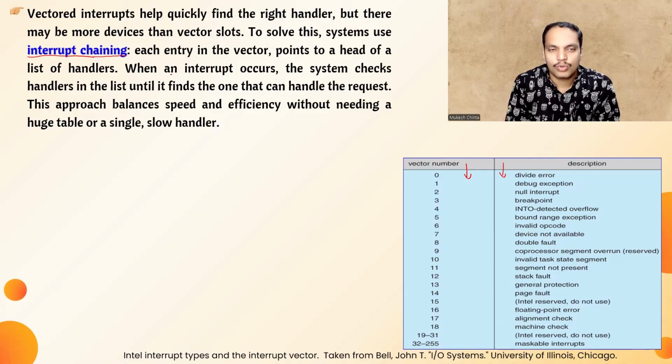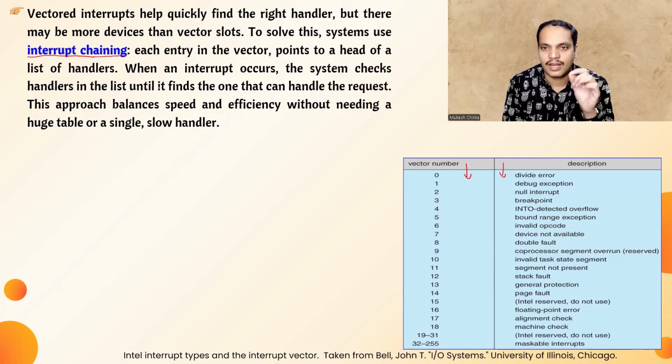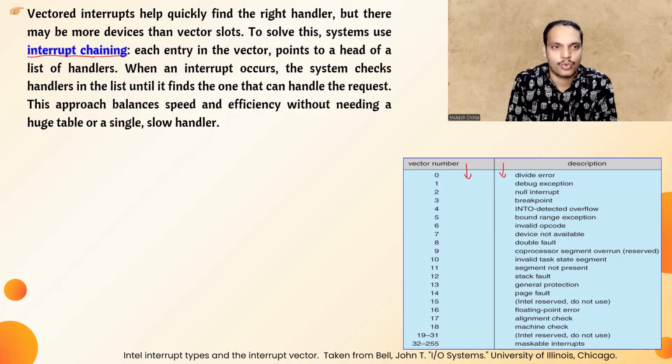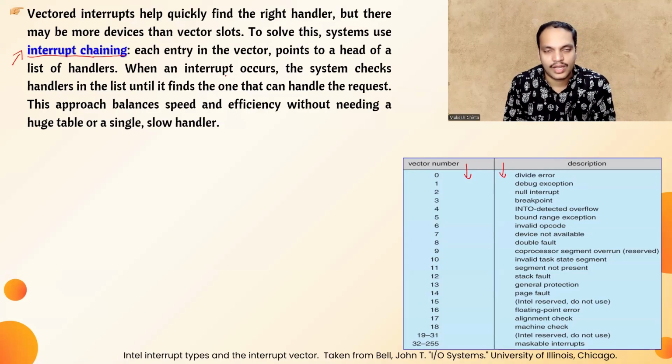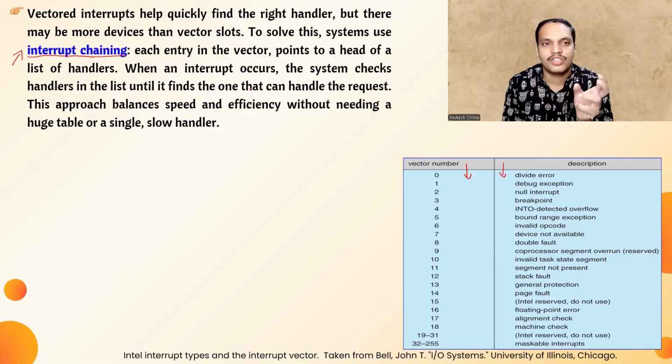the request. So here what you do is, rather than having one particular pointer to point to one ISR, you can group different ISRs together under one vector, so that if an interrupt happens, you check that vector and then keep checking the devices which are linked together under that particular vector till you find the right device and then service it. So this approach balances the speed and efficiency without needing a huge table or a single slow handler.